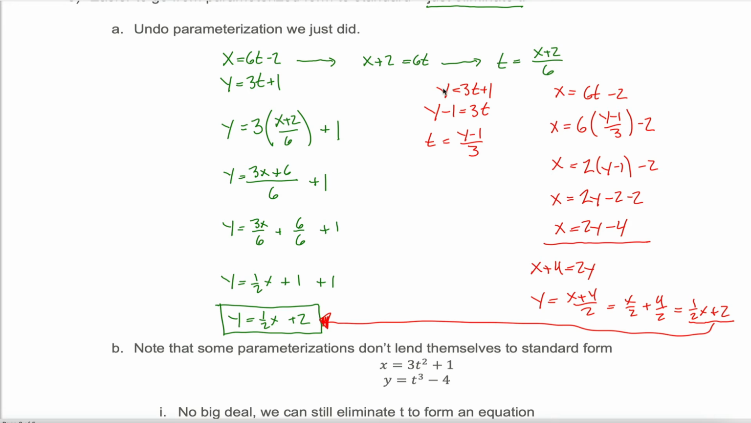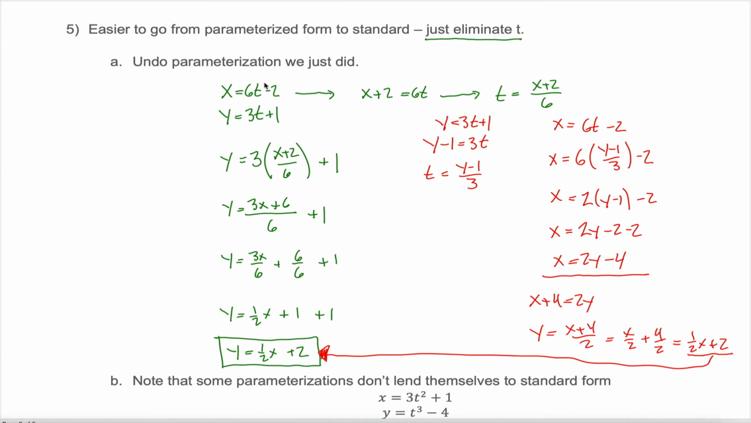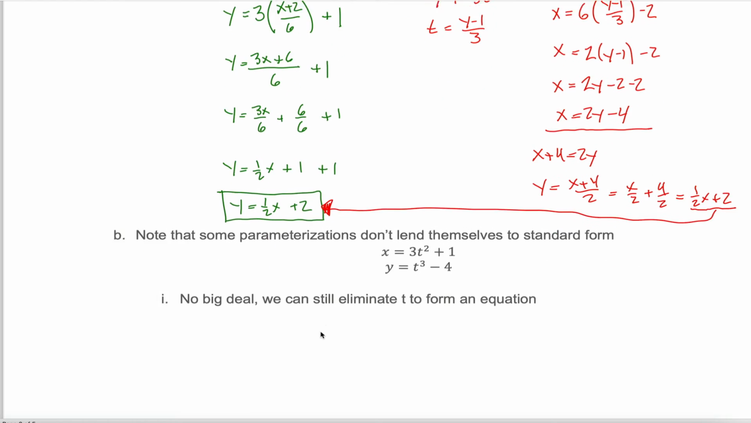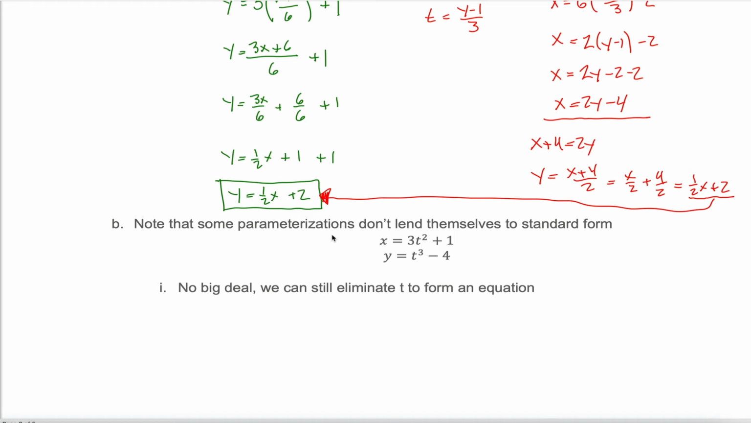Note that over here, when I solved the y equation for t, I ended up with an equation that had x all by itself instead of y all by itself, which is fine. But if your goal is to get y all by itself, you have to do some extra work at the end if you do the problem this way. So maybe you're like, okay, so you're telling me that I'm always going to solve the x equation for t and then plug that into the y equation? Well, no, not necessarily. You're always going to do that if your goal is to end up getting y all by itself. But sometimes you'll get parameterized equations that don't lend themselves very well to standard form.